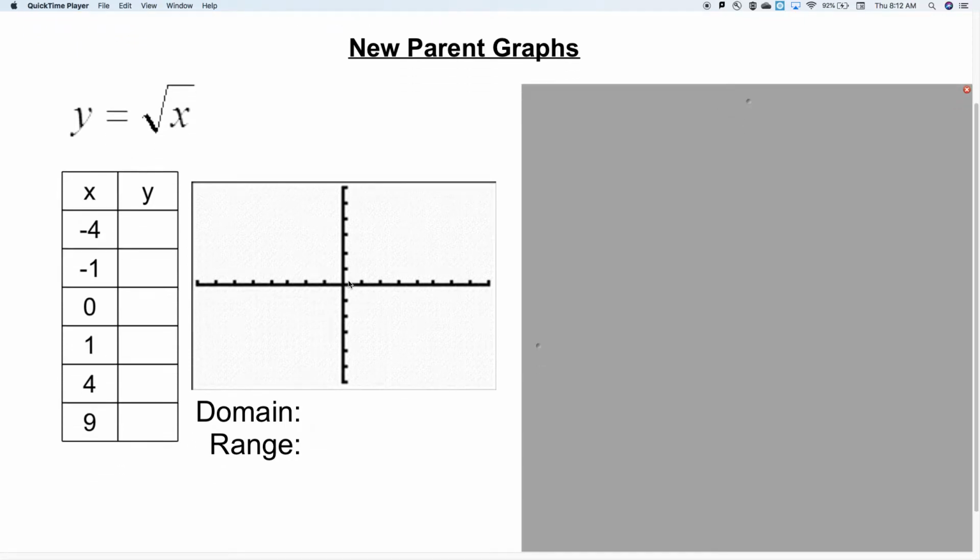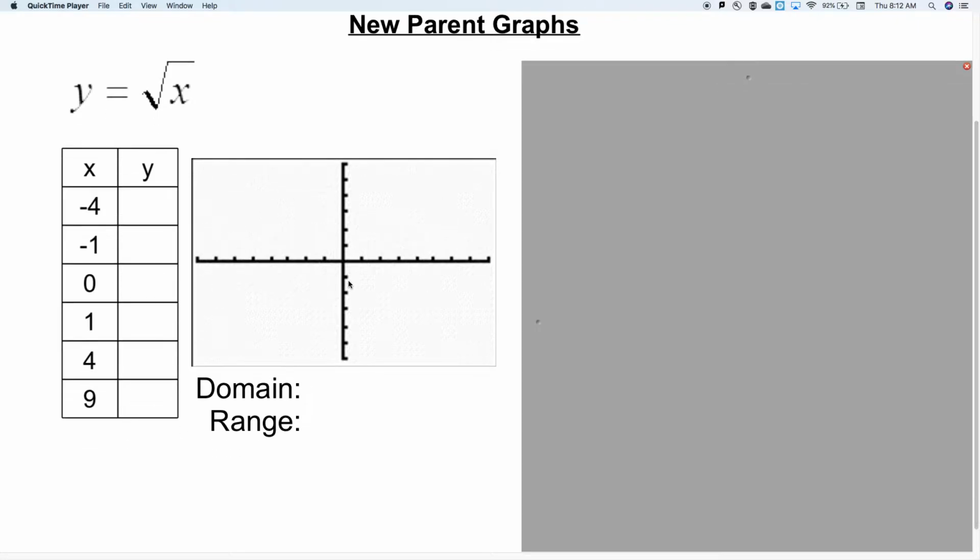Actually, there are two parent graphs that you need to know. They are the square root, and then behind that other screen is the cube root. Okay, so let's do y equals the square root of x. Just super simple. In my examples, I'm going to be putting those transformations back in, right? The square root of x minus 3, the 2 times the square root of x plus 5. So we're going to be moving that shape around the screen.